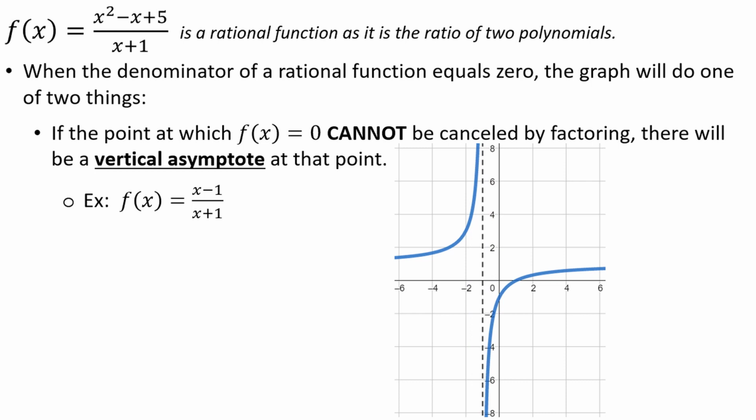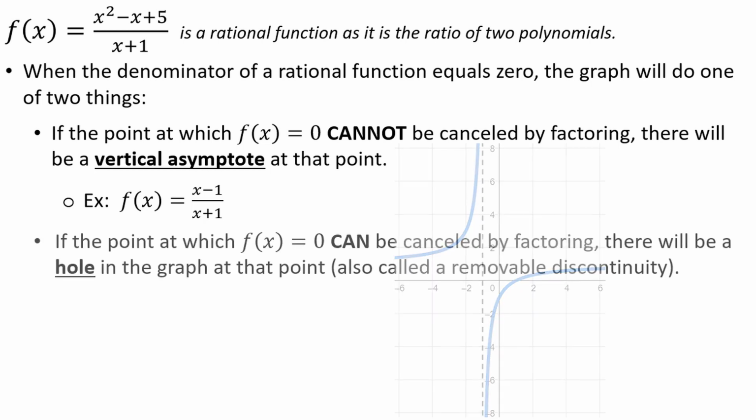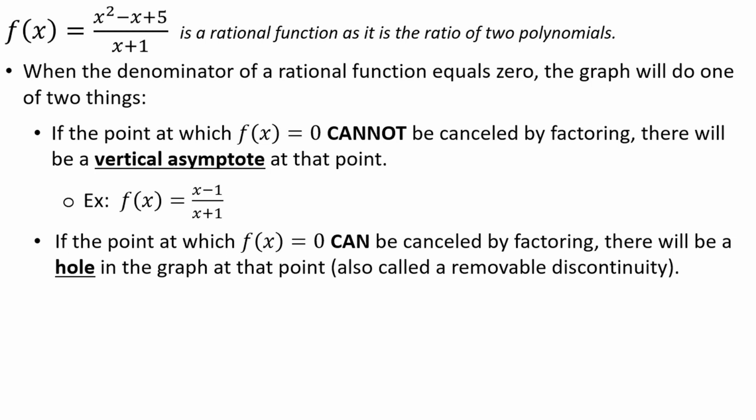The reason the graph acts this way, approaching either negative or positive infinity as it approaches the asymptote, is that when you get really close to x equals negative 1, the denominator of x plus 1 gets really small. What happens when you divide by something really small? Well, you get a huge number, approaching either positive infinity or negative infinity if a negative was somehow wrapped up into the problem. The slightly less common case is if the point at which the function equals 0 can be cancelled out by factoring, in which case you have a hole in the graph.